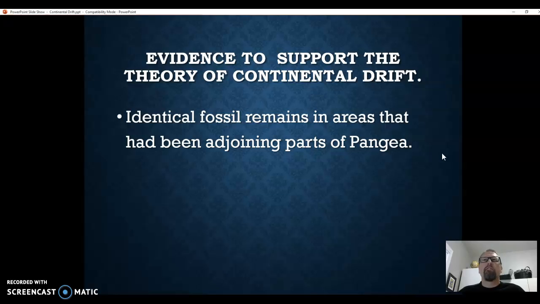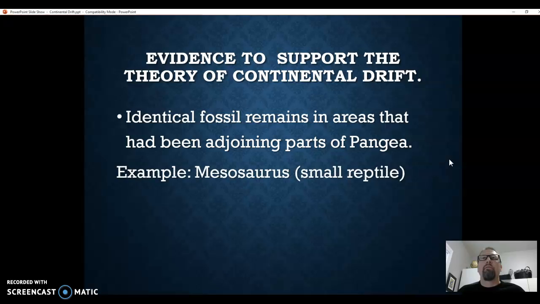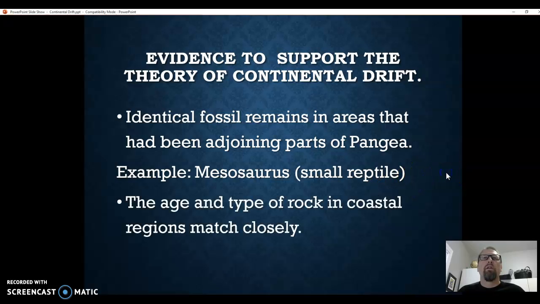All right, so multiple lines of evidence coming together, just like we need multiple lines of evidence to put a jigsaw puzzle together. So the first line of evidence was the pieces fit together, the continents. The second was identical fossil remains found in two adjoining parts of Pangaea. The example usually used here are things that we don't think would do a good job of swimming across a large ocean. And so there's a couple examples. Mesosaurus is one used by a lot of textbooks. We'll look at a picture of that on the next slide.